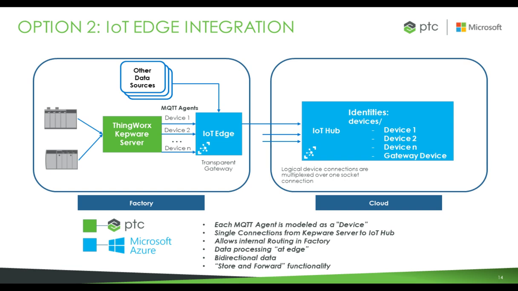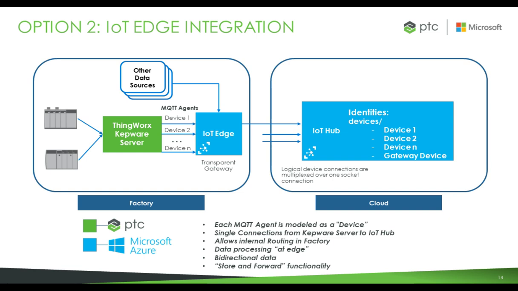So in this option, it's very similar to the first option where Kepware would be leveraging the MQTT agents to help build out and model that device infrastructure so that the hub and the edge see that model natively based on the data that's coming from Kepware.